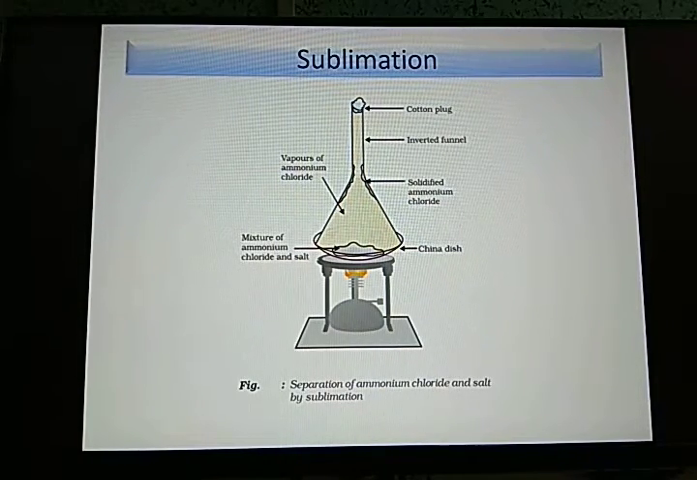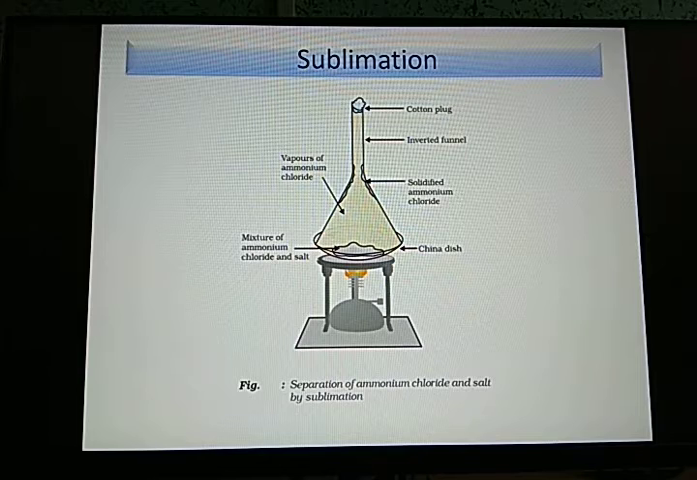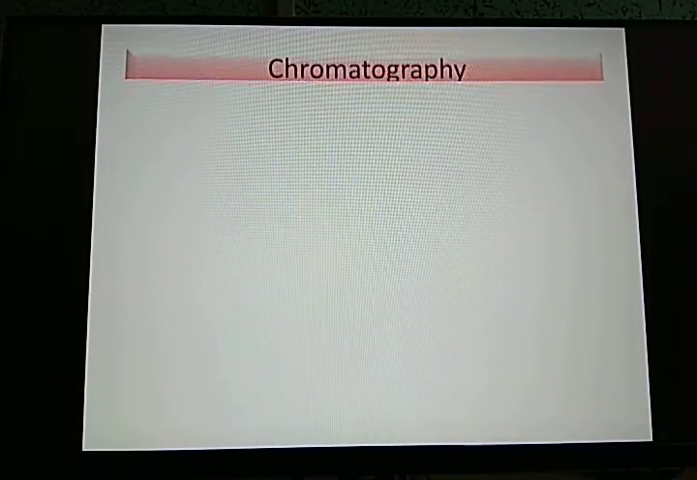So here the sublimation process has taken place, as ammonium chloride is a volatile substance and common salt is a non-volatile substance. So in that way, by the application of heat, we can sublime the volatile substance, leaving behind the non-volatile substance. Clear? Now let's move on to the next process.